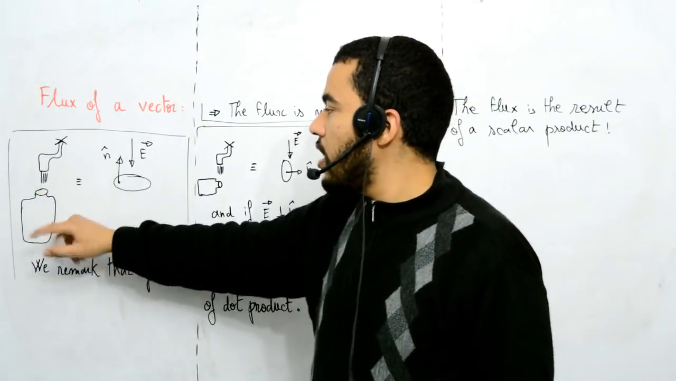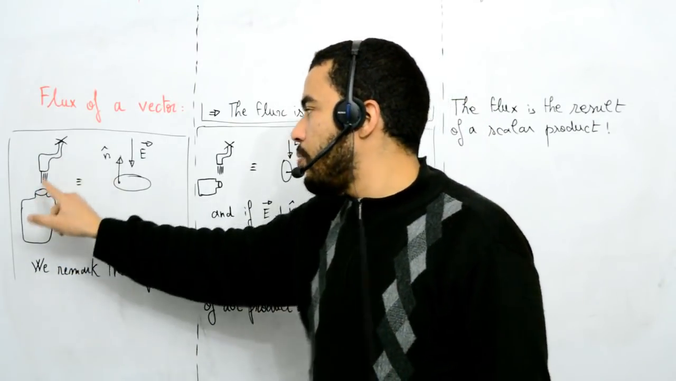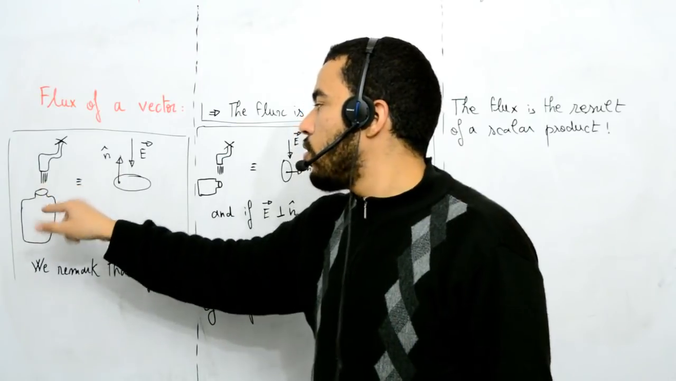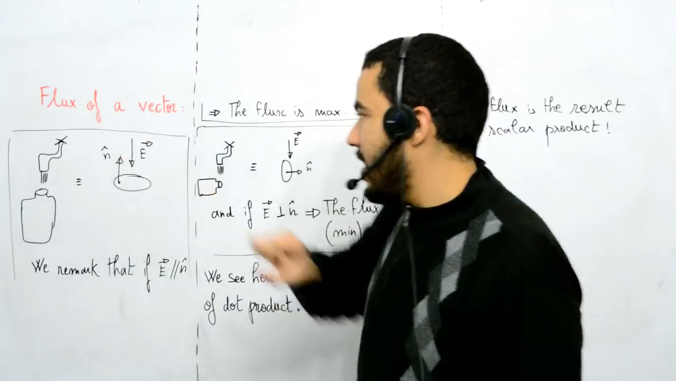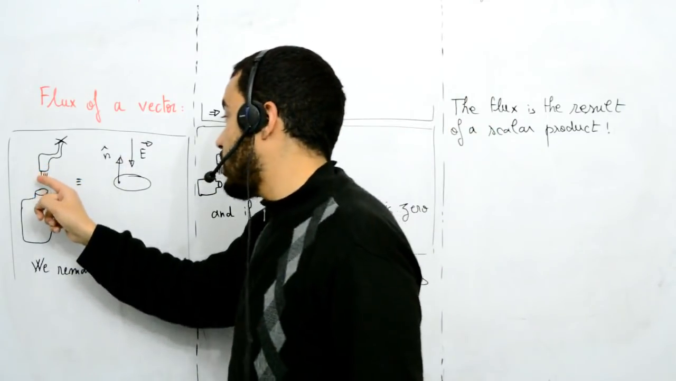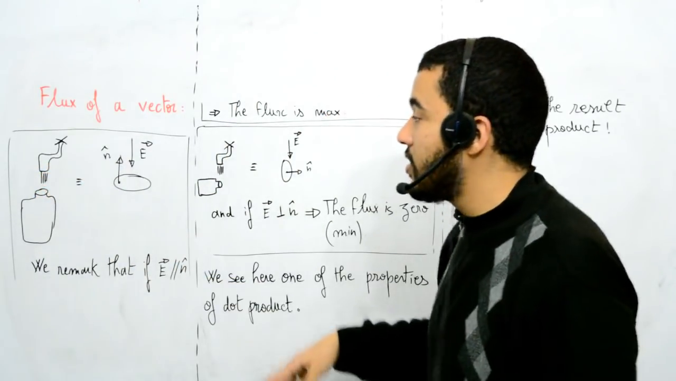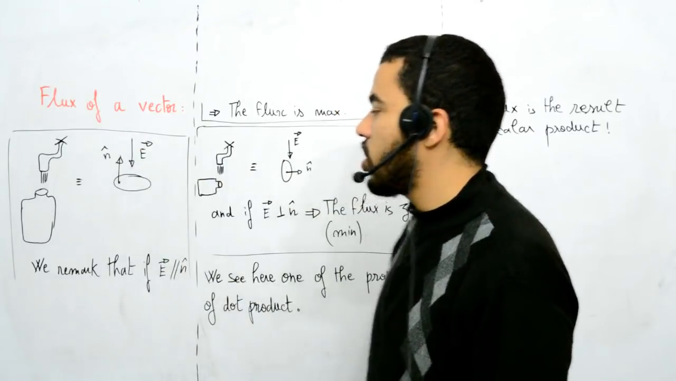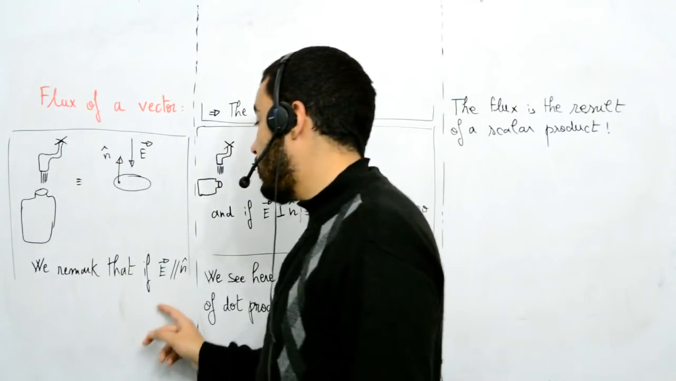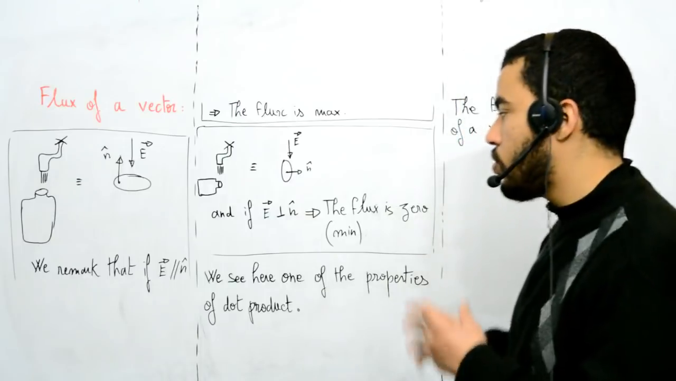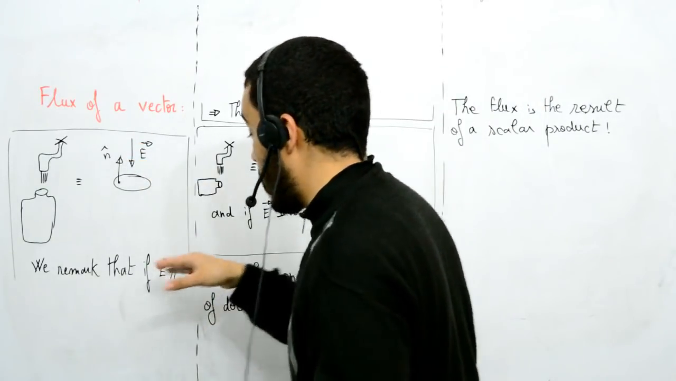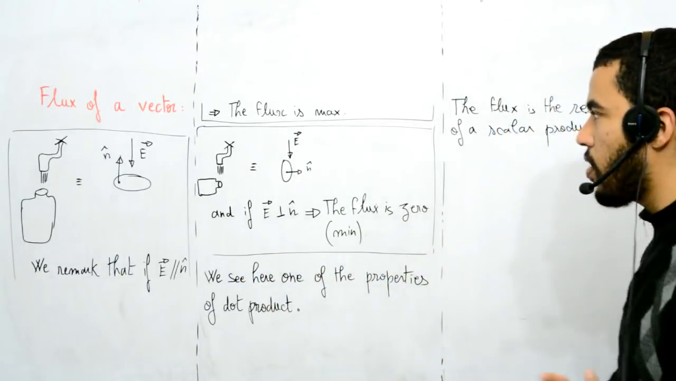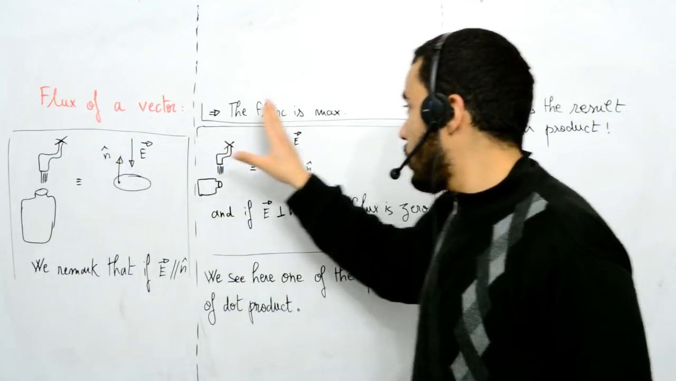So we have here our bottle and our tap. Here is our aperture. So we can represent this figure like this. We have the sense of our vector field like this, and I represent just one vector here. We remark that if E is parallel to n, or anti-parallel, it is not a problem, here the flux is max.